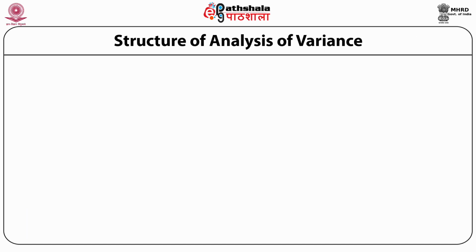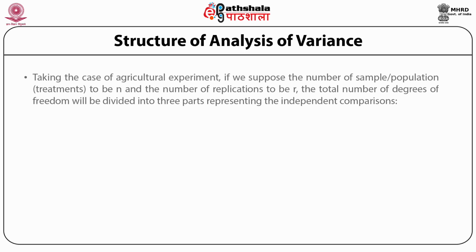Structure of analysis of variance. Taking the case of an agriculture experiment, suppose the number of treatments to be n and the number of replications to be r. The total number of degrees of freedom will be divided into three parts representing independent comparisons. And what are they? Between block comparison, between treatment comparison, and random variation, which provides a basis for the estimation of error.